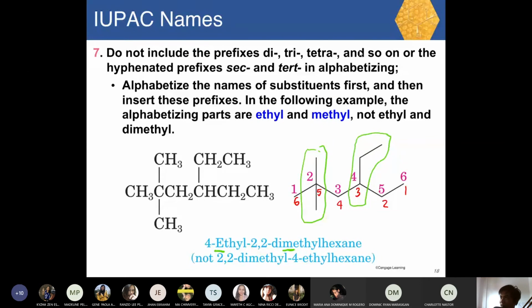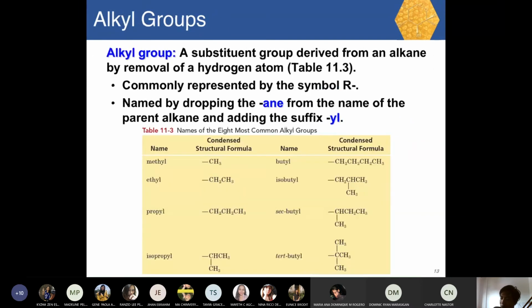So yung mga Greek prefixes and the hyphenated prefixes for your common substituents, no? Such as sec and tert. Ibig sabihin yung iso, kasama yung iso doon, no? Pero yung sec and tert, hindi mo sila i-consider. Okay? So, ganun lang. Kung nakakalimutan natin, ito yung ating substituents, no?